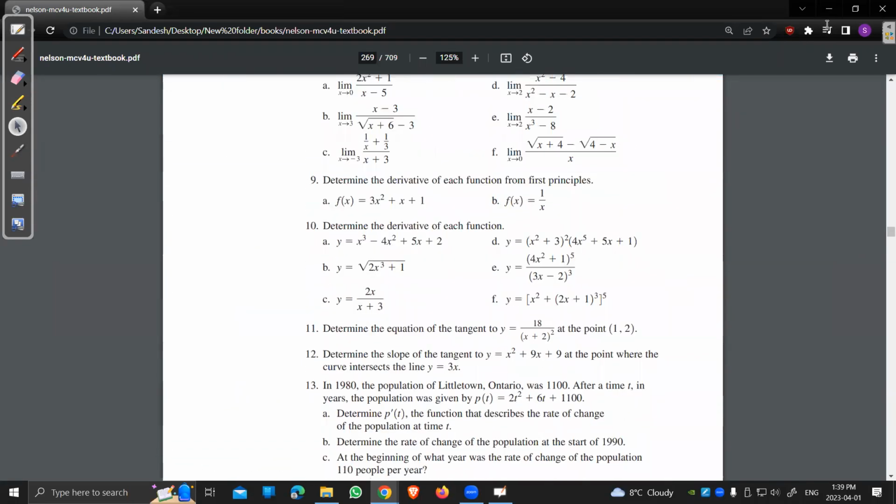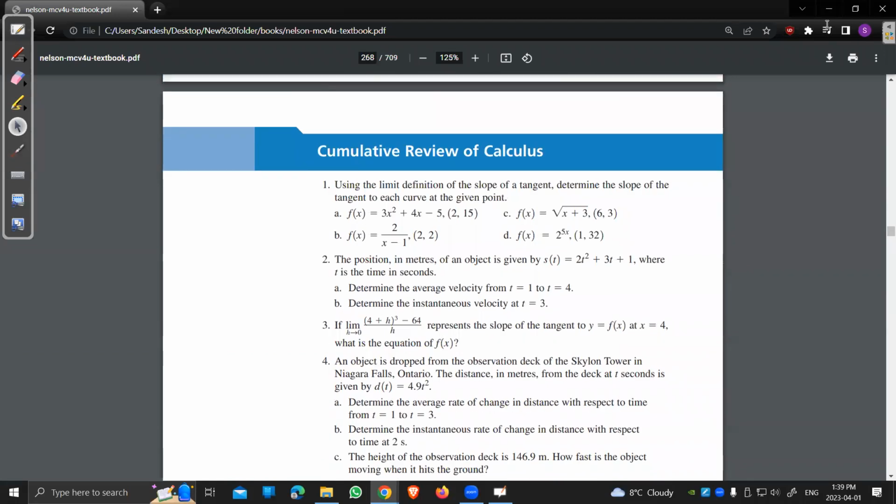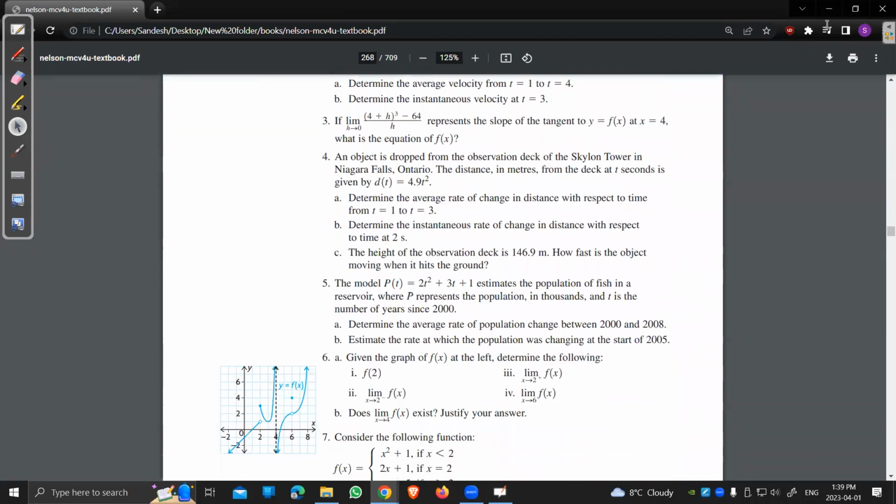Should we start from backwards? No. Let me see which one is doable. Most of these are pretty simple.